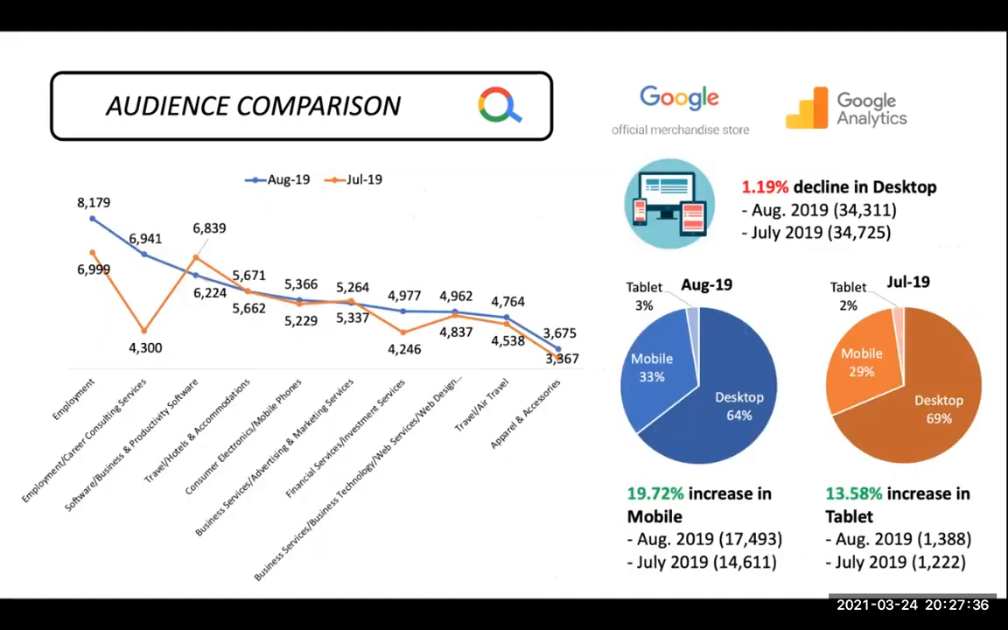I said this already, audience comparison. We are looking at, for example, things such as increasing mobile, what they are using to access the Google merchandising store. There's a 1.19% decline in desktop. In other words, most persons are now using mobile or tablet, which actually makes sense. More persons are using mobile as opposed to tablets.